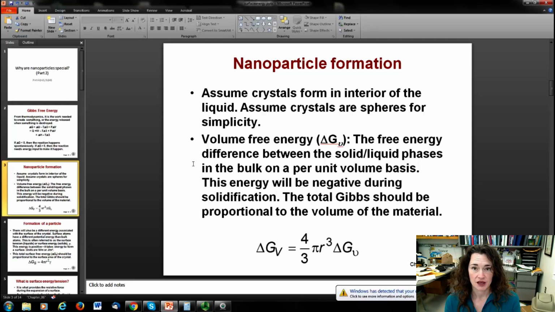If it's favored for the particle to become a solid from the liquid, then of course that means that delta G is going to be less than 0. It's going to be negative. So let's assume that the energy is negative during solidification. The total Gibbs free energy due to the volume should then be proportional to the volume of the material. So it's going to be your volume free energy on a per unit volume basis, delta G v, times your volume. And since we're assuming that you're getting spherical nanoparticles, your volume is 4/3 pi r cubed. So that's our volume free energy from the Gibbs.